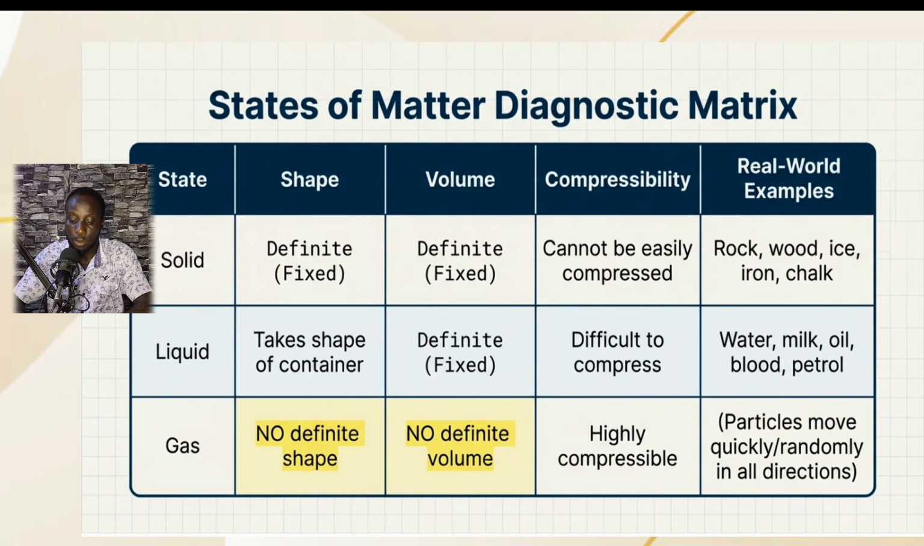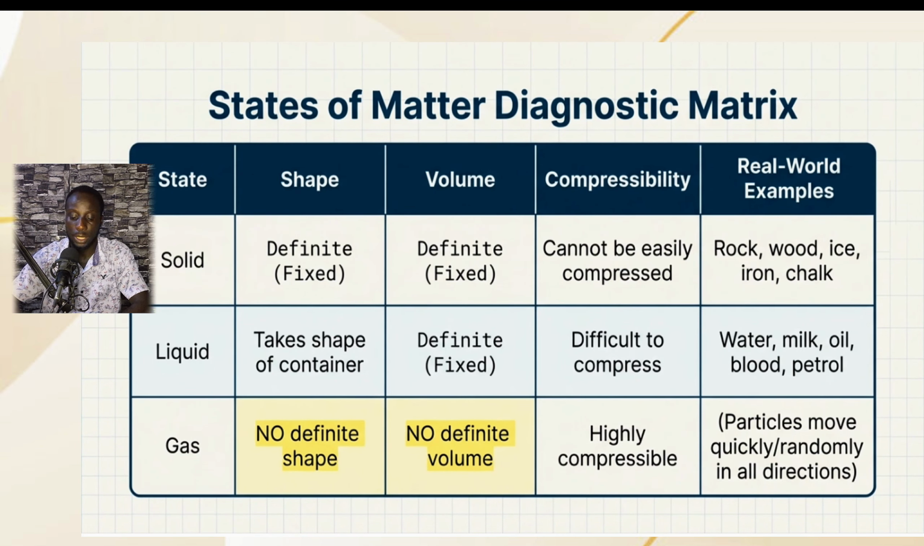We have solid to be definite or fixed. In terms of shape, solid has a fixed shape. Volume, solid has a fixed volume. Compressibility, it cannot be easily compressed. And then examples are rock, wood, ice, iron, and chalk. This is a clear example of solid material. And if I try to compress it, it's way more difficult. It has fixed shape, it has fixed volume.